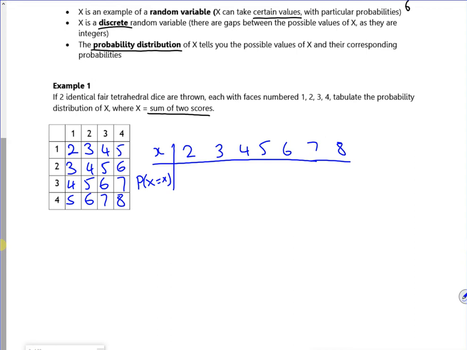For the 2, that's going to be 1 out of 16, as I've got 16 numbers in the table. Then for the 3, I've got 2 of them out of 16. For the 4, I've got 3 of them out of 16. For the 5, I've got 4 of them out of 16. For the 6, there are 3 of them. For the 7, there are 2 of them. And for the 8, there is 1 of them.